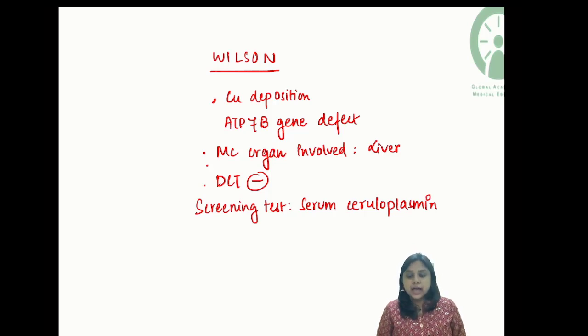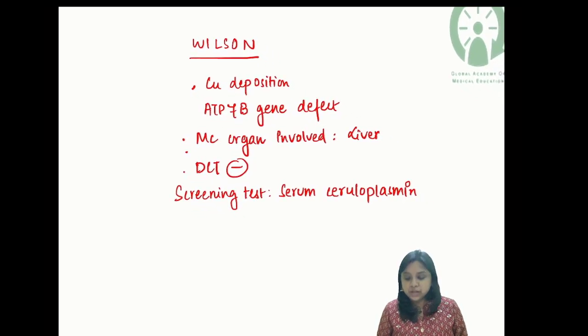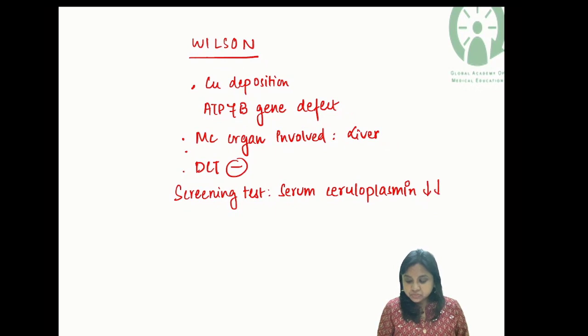Okay. And usually the serum ceruloplasmin level is low. You can also do it by seeing the 24-hour urinary excretion of copper, or in case of pediatric population, you can do a D-penicillamine challenge test. It's known as the penicillamine challenge test, and then you measure the 24-hour urinary copper level. So if the question is screening test, the answer will be serum ceruloplasmin level.